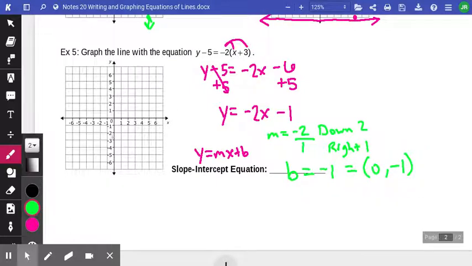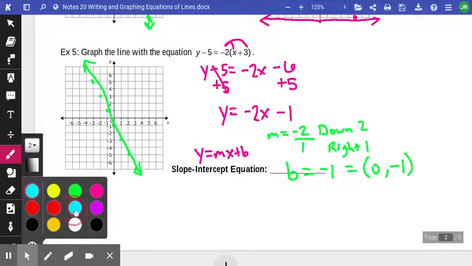So on the y-axis, I find negative 1, and I plot a point. And from there, I move negative 2 over 1. So down 2 to the right 1, down 2 to the right 1, and I can continue this. Or the opposite way is up 2 to the left 1, and continue. And then the best that you can, connect them. All right, and that is how we are going to graph a line in point-slope form, is we're actually going to put it into slope-intercept form.